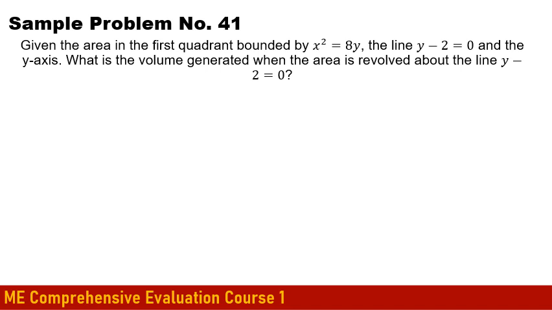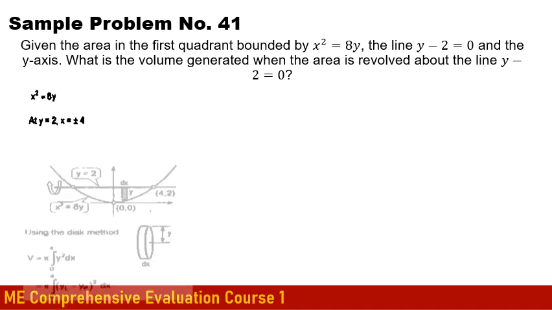Given the area in the first quadrant bounded by x squared equals 8y, the line y minus 2 equals 0, and the y-axis, what is the volume generated when the area is revolved about the line y minus 2 equals 0? From our given, x squared equals 8y, when y equals 2, our value of x is plus or minus 4.